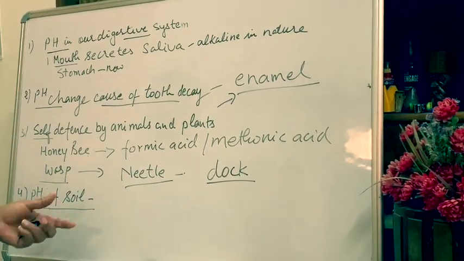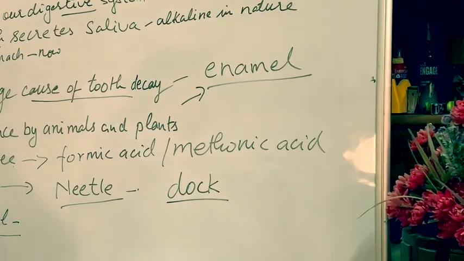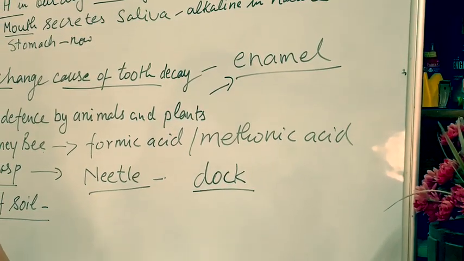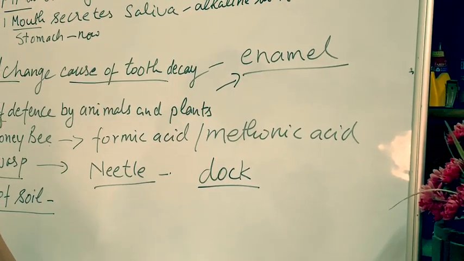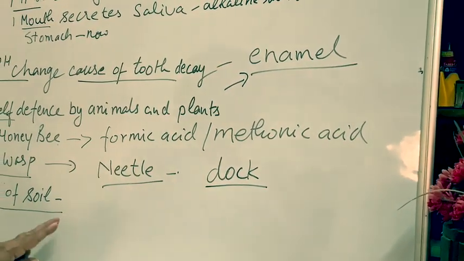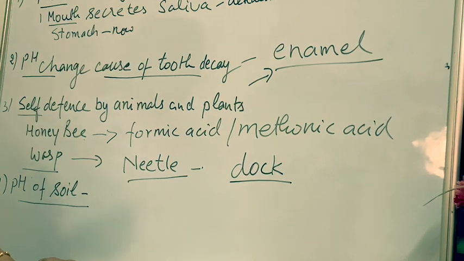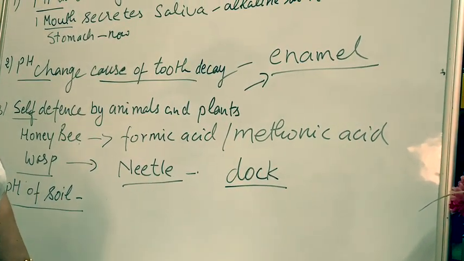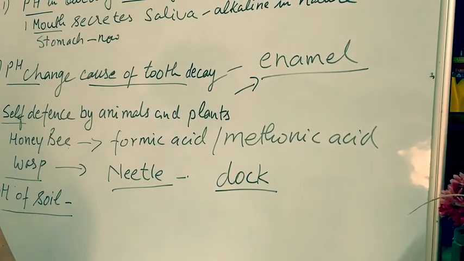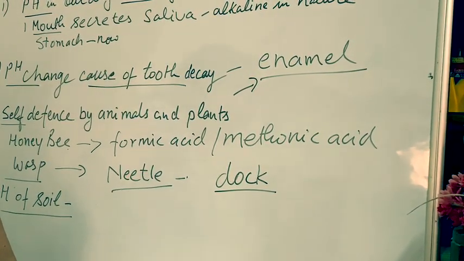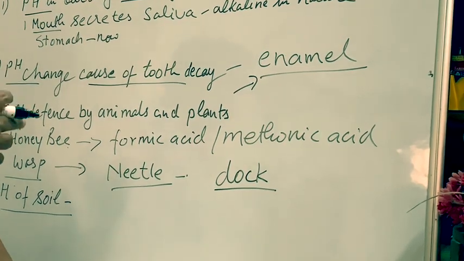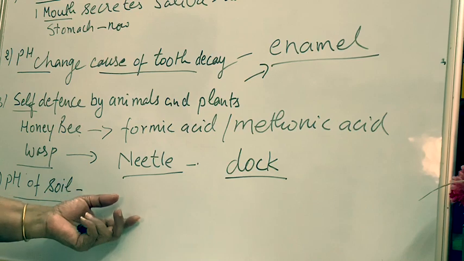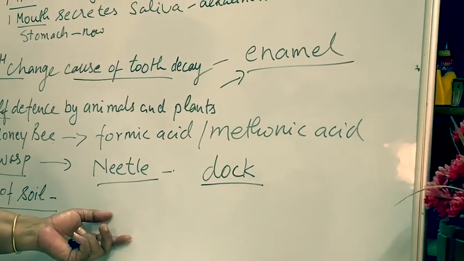Next, the importance of pH is in the soil. Various plants need different types of medium. If the soil is too acidic, some plants cannot be grown there. To change that pH, we add some basic salts, which we call liming of the soil, meaning sprinkling calcium oxide or calcium carbonate or similar basic salts. It will change the pH of the soil.